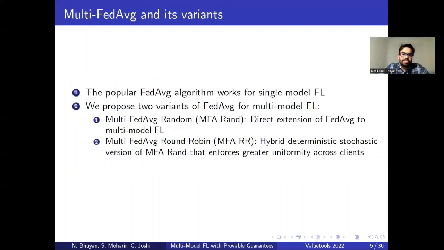We propose two algorithms for client selection. The first is multi-fed average random, which is an extension of fed average to the multi-model setting. And the second one is multi-fed average round robin, which is a hybrid deterministic stochastic version of multi-fed average random that has greater uniformity over the training process.